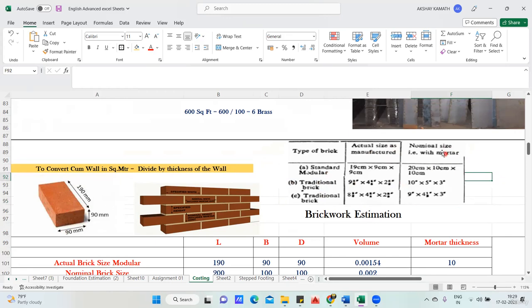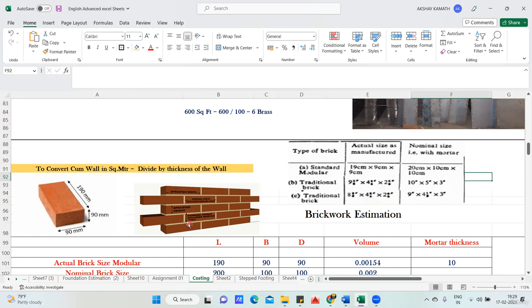And there is another called the nominal size, that is with mortar. Whenever you place the brick, you add mortar into that, right? You can see the mortar here. So when you place it with a mortar, we call that the nominal size. The nominal size of the brick will be 20 centimeter by 10 centimeter by 10 centimeter, which means it will be 200 mm. You add 10 mm extra, 190 plus 10 is 200. So this will become 200 mm. Height also will become 200 mm. This width also will become 100 mm.